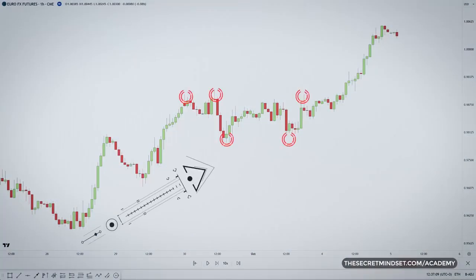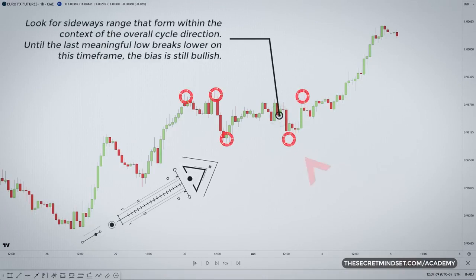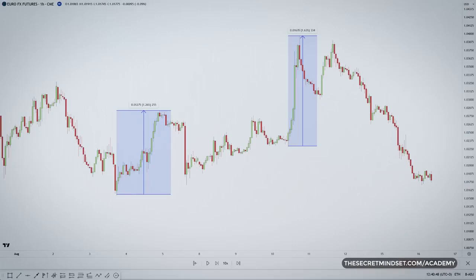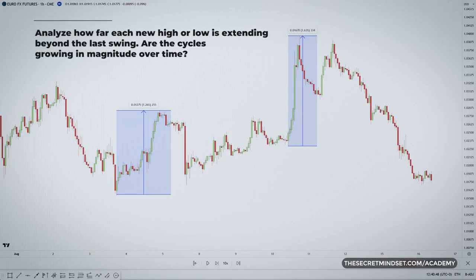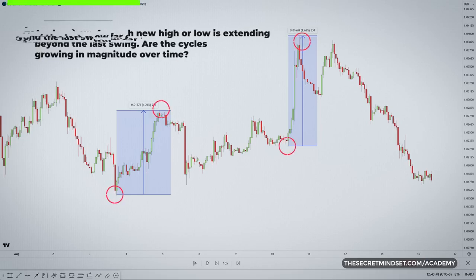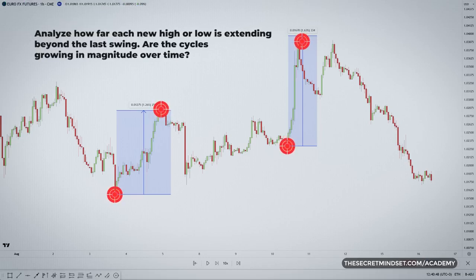I like to see a sideways range form within the context of the overall cycle direction. So until the last meaningful low breaks lower on this time frame, the bias is still bullish. Paying attention to these transitions will help you adjust your structure analysis and your expectations for what phase the market seems to be moving into. Something that gives context on the underlying strength is analyzing how far each new high or low is extending beyond the last swing. Basically, are the cycles growing in magnitude over time?